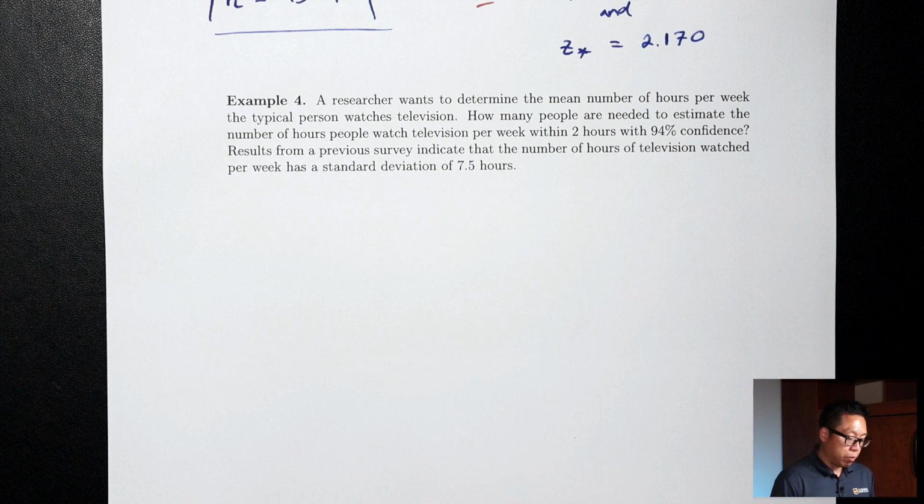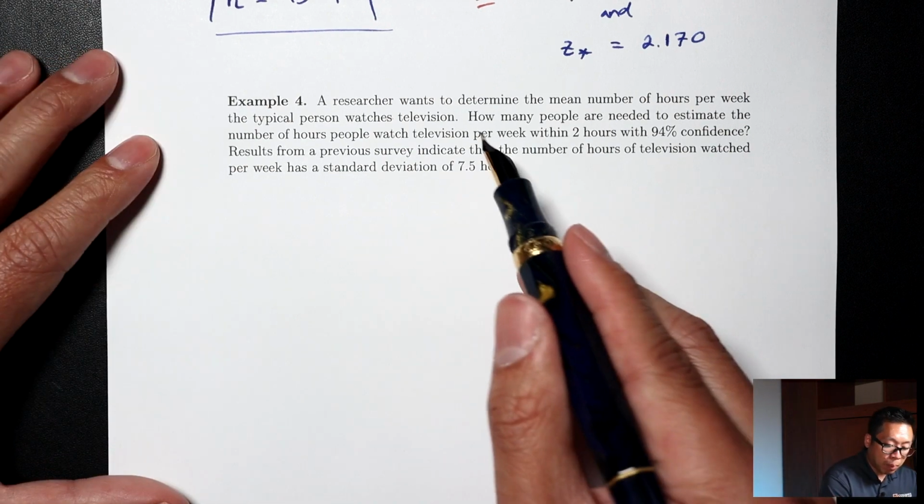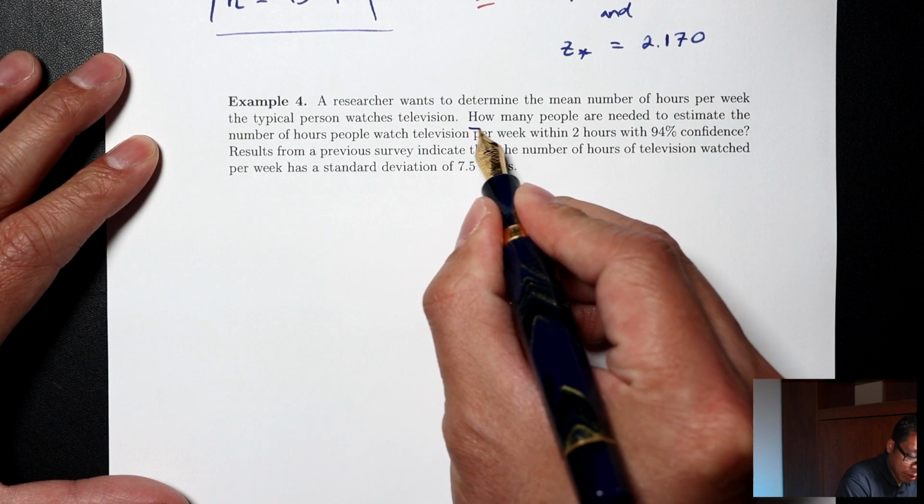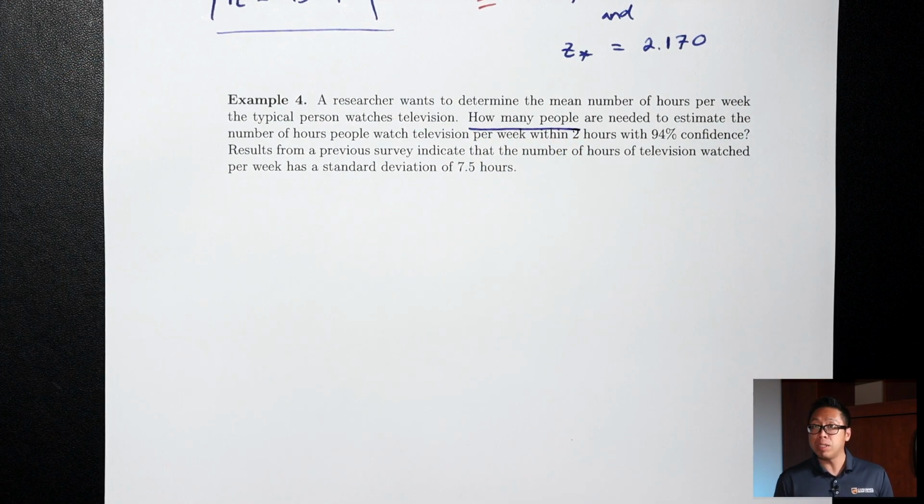Example 4. A researcher wants to determine the mean number of hours per week the typical person watches television. How many people are needed to estimate the number of hours people watch television per week within 2 hours with 94% confidence? Results from a previous survey indicate that the number of hours of television watched per week has a standard deviation of 7.5 hours. Okay, so this one's asking how many people. In other words, it's asking for a sample size.